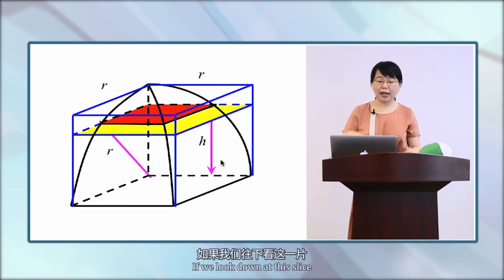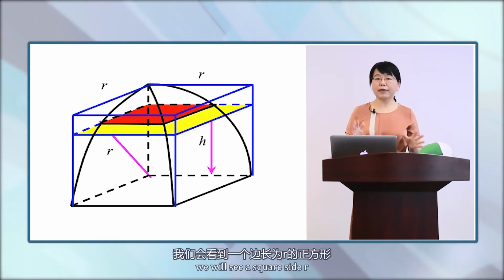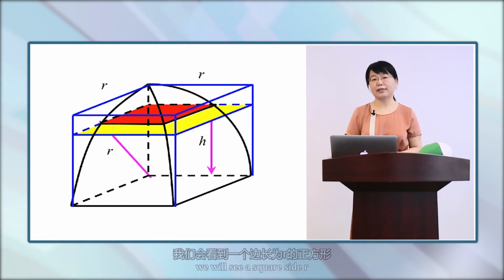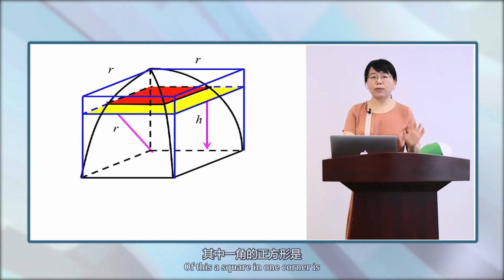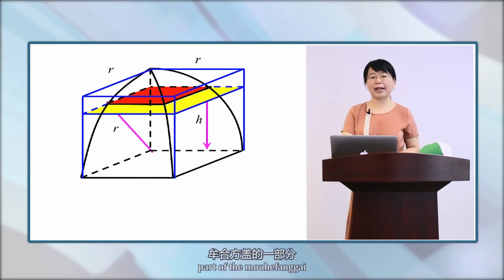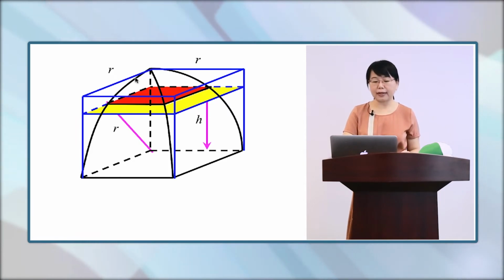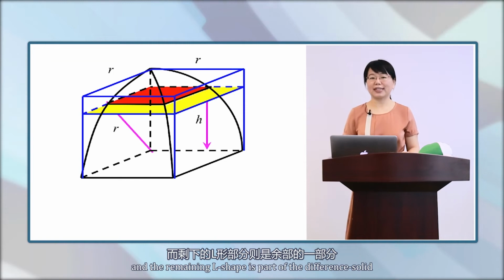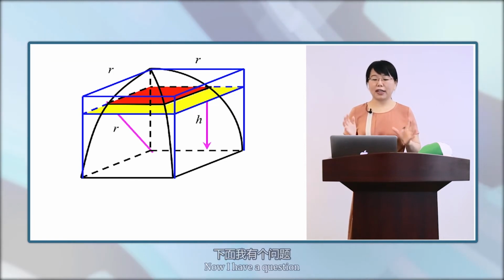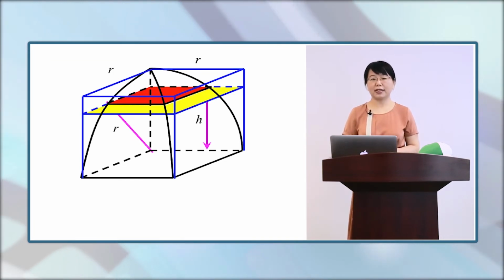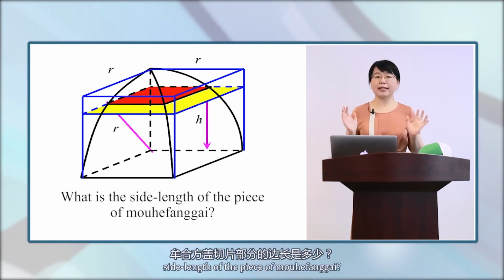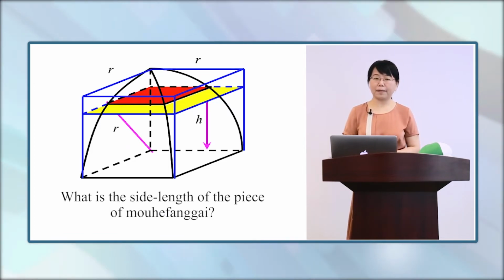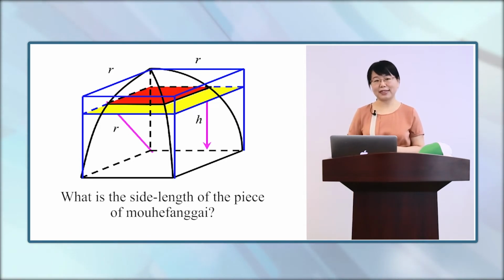If we look down at this slice, we will see a square of side r. Of this, a square in one corner is part of the Mohe fungi. So that is the right one. And the remaining L shape is part of the difference solid. Now I have a question. What is the side length of the piece of Mohe fungi? Please take 1 minute to think about it.